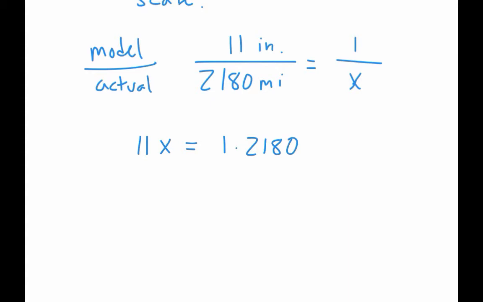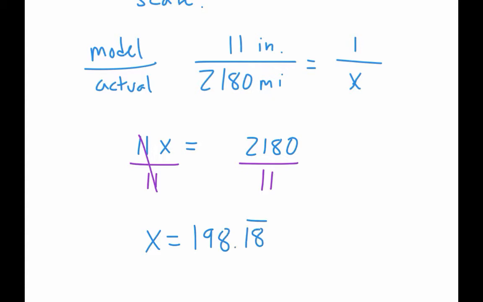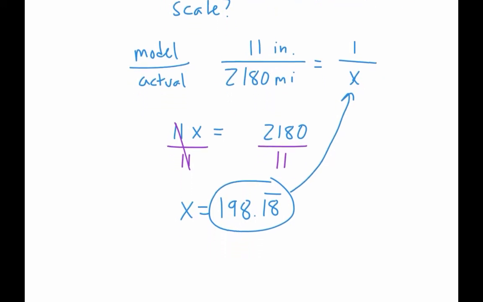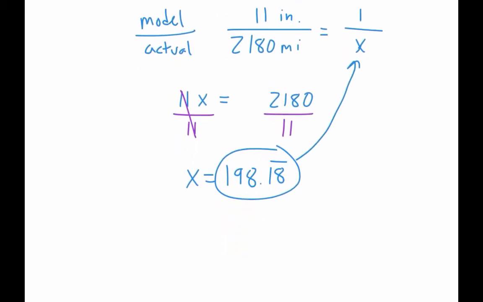Agreed? And I'm going to save a step and just say 1 times 2,180 is just 2,180. And so to get it by itself, I would divide both sides by 11. And then I come up with x equals 198.18 repeating, which goes in there.